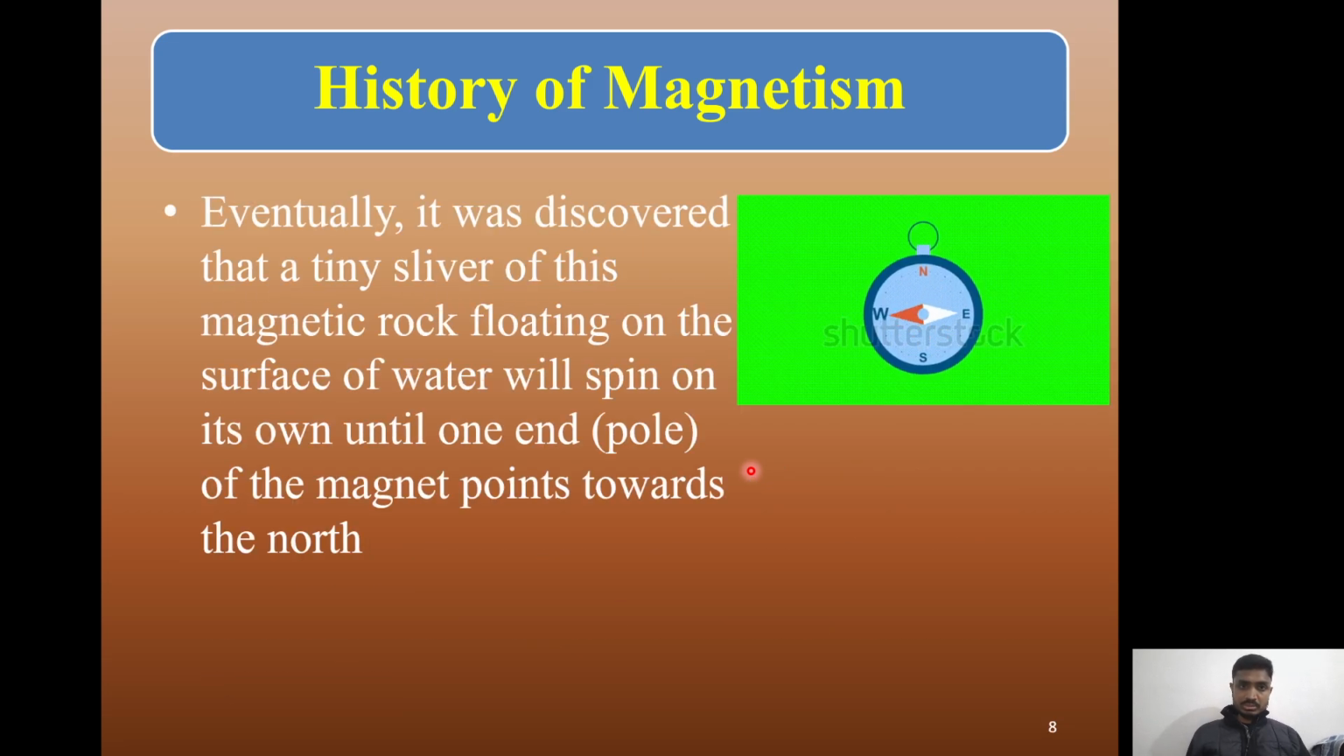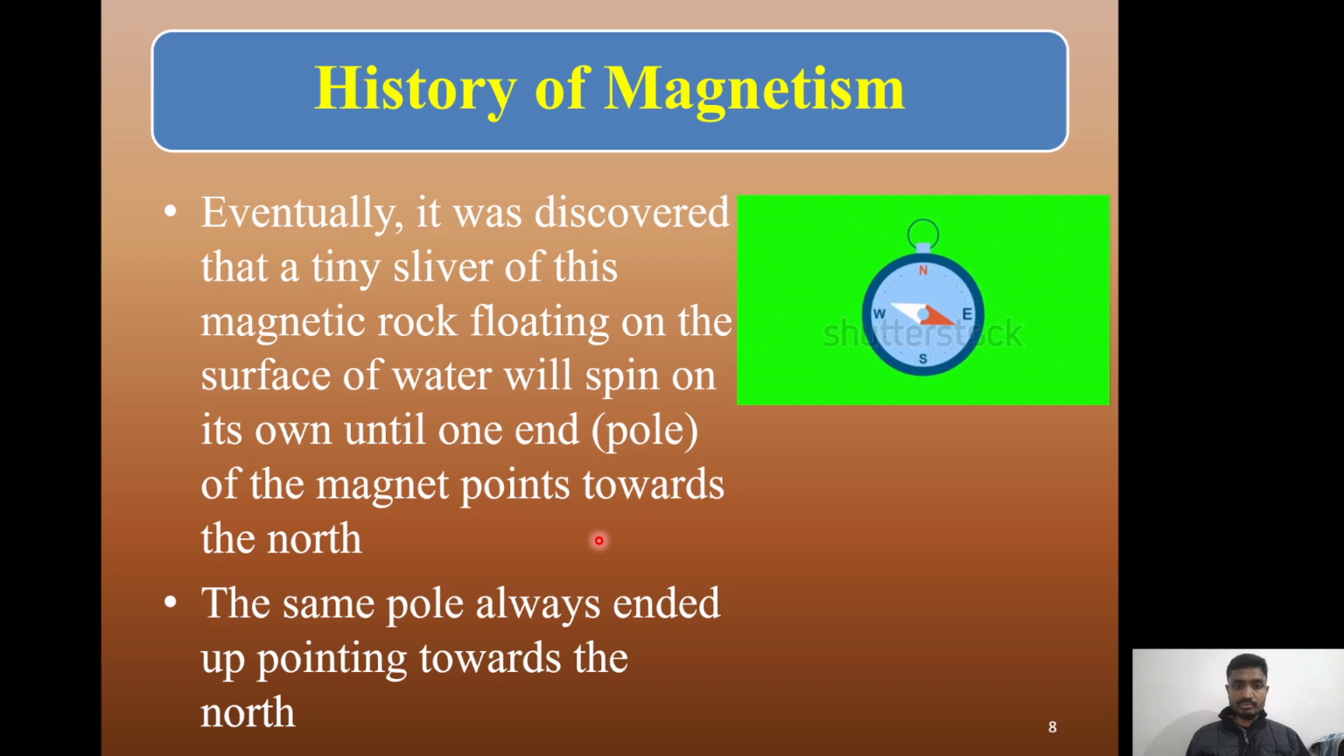Now, it was discovered that if you take a tiny sliver of this magnetic rock and put it on the water surface, it would actually float, as shown in this animation, and it will spin on its own until one end of the magnet points towards the north direction of the earth.